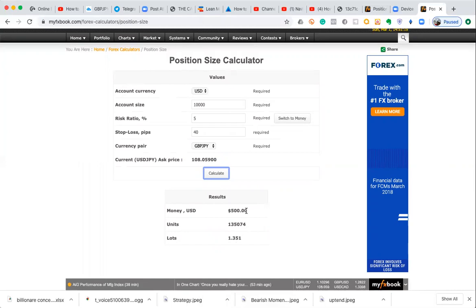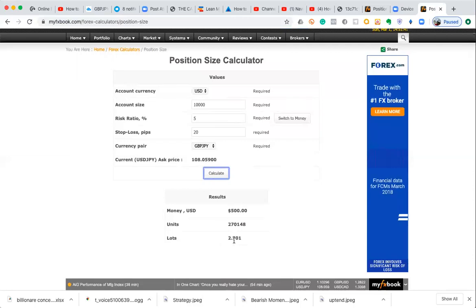If you're right, for every 40 pips that you hit, you're going to make $500. But if you're wrong, you're going to lose $500. You can play with this number all day long.